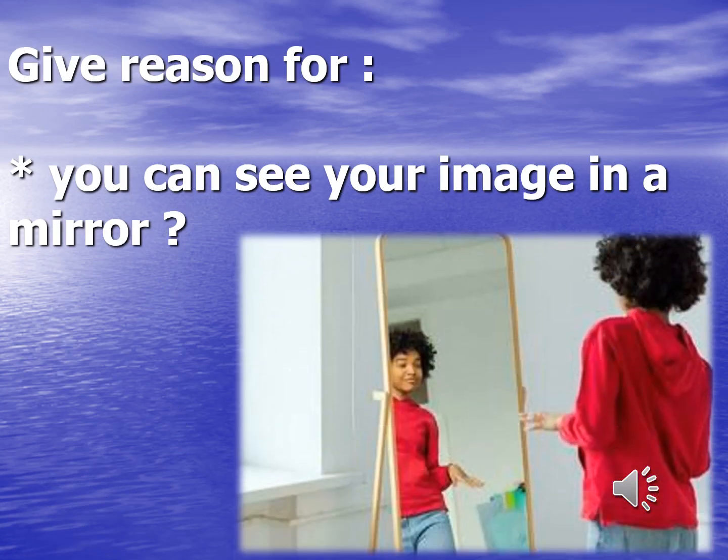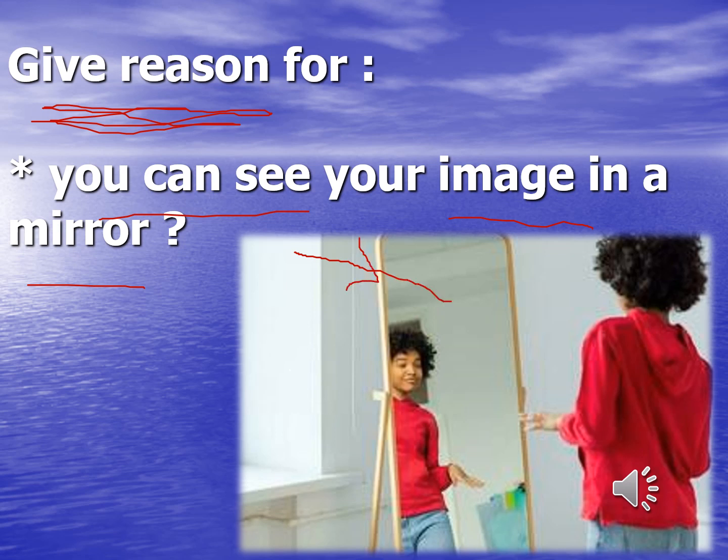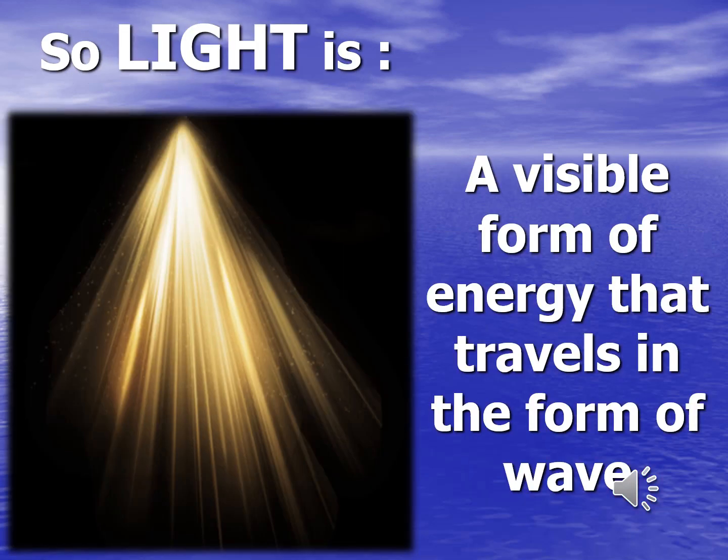Let's answer this question: give reason why you can see your image in the mirror. If you are in a dark place, you cannot see yourself in the mirror. But if you have a light source, you can see yourself. Firstly, the light will fall on the mirror surface, then it will reflect to your eyes, causing sight. You can see yourself when the light reflection happens. So now everything is clear.